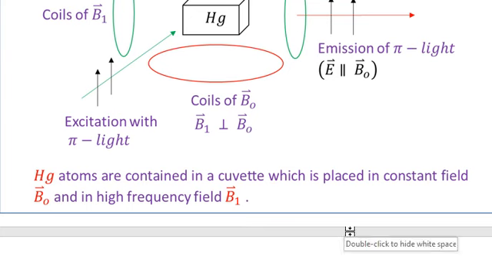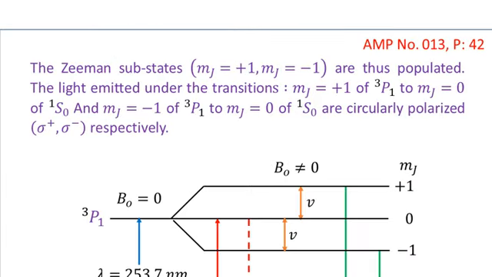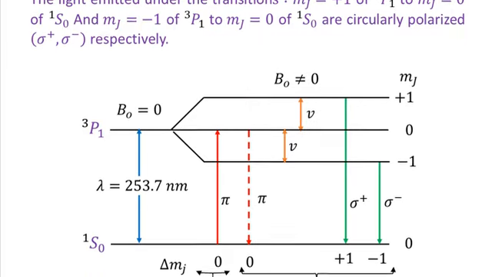So Hg atoms are contained in a cavity which is placed in a constant magnetic field B0 and also in a high frequency field B1. And I have explained the role of B0 and B1. So let me explain this figure first and then I shall explain the relevant text.